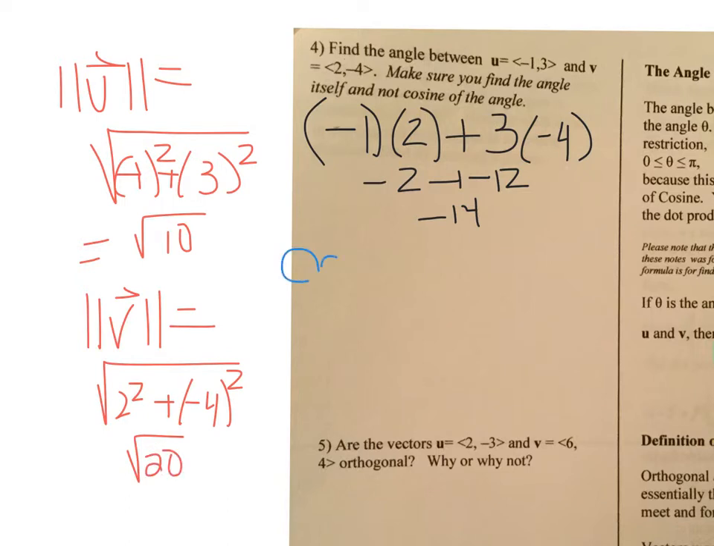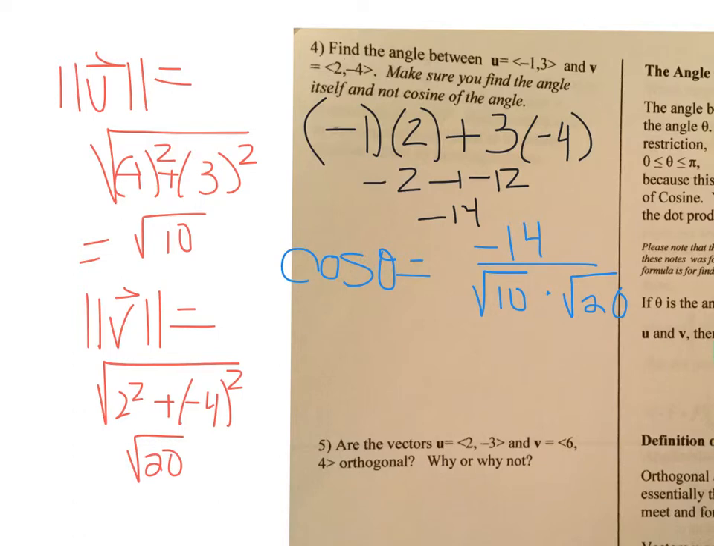So the formula says cosine theta equals U dot V, so my negative 14, over the magnitude of one vector times the magnitude of the other vector. And so really what I'm going to do is grab my calculator. I'm going to press Control Divide for a fraction. Put the negative 14 on top. Put the 2 square roots on the bottom. Please make sure that you don't put a square root inside a square root, that you have one square root times the other square root.